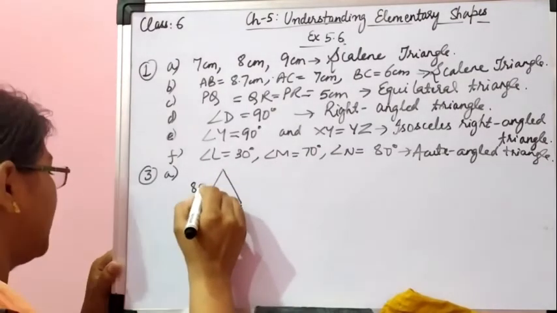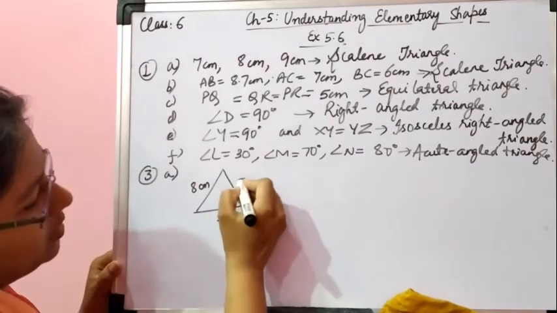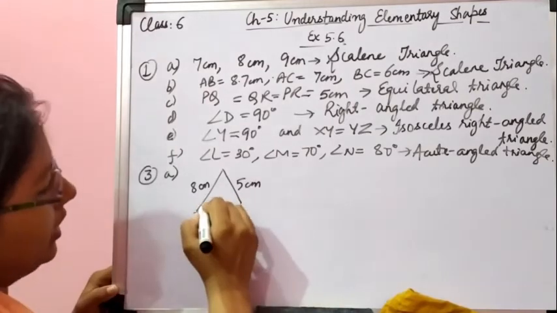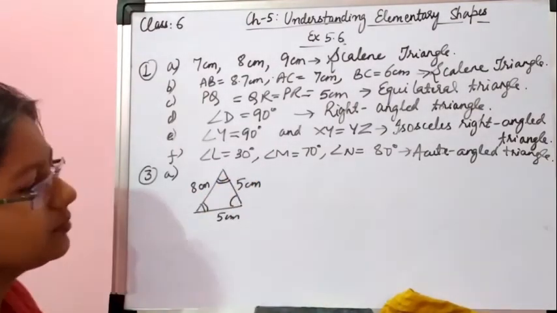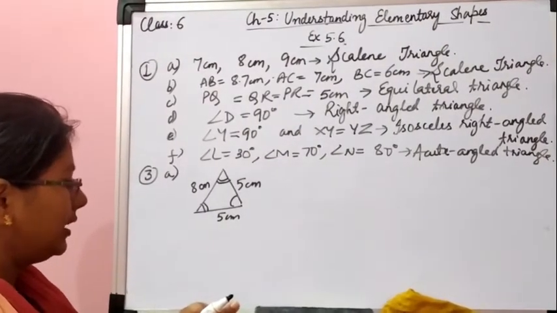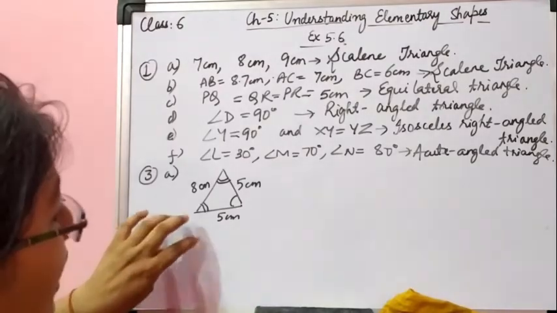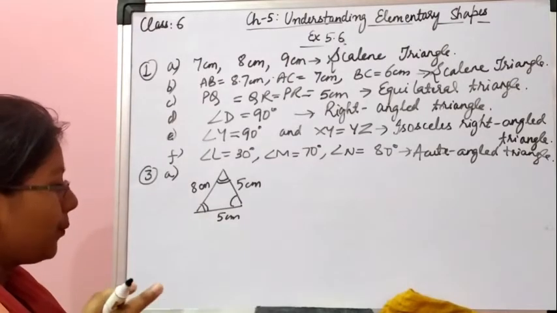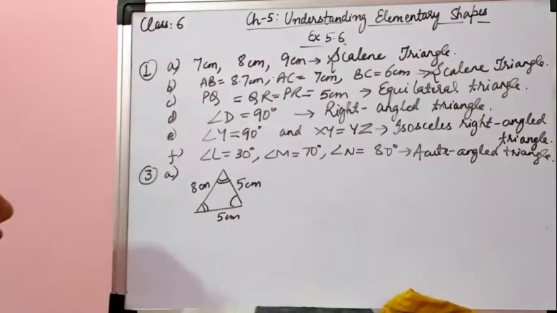This is 8 centimeter, this is 5 centimeter, and this is also 5 centimeter. Okay, and this mark has been given. Now first of all let me read the question. Question is, name each of the following triangles in 2 different ways. We have to name a triangle in 2 different ways. What are the ways? You might judge the nature of angle by observation.